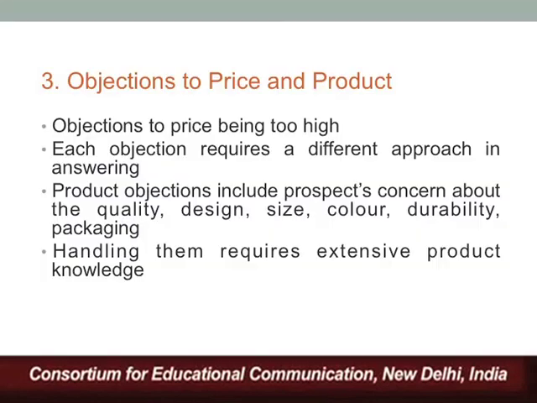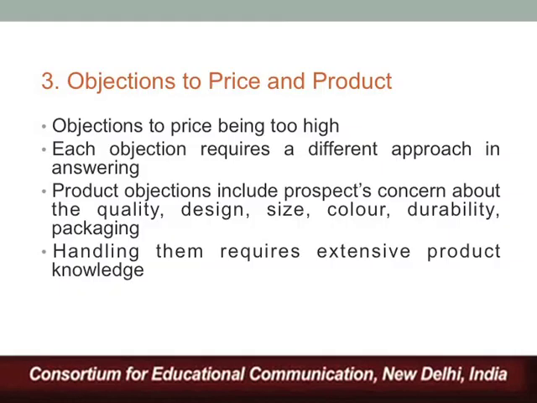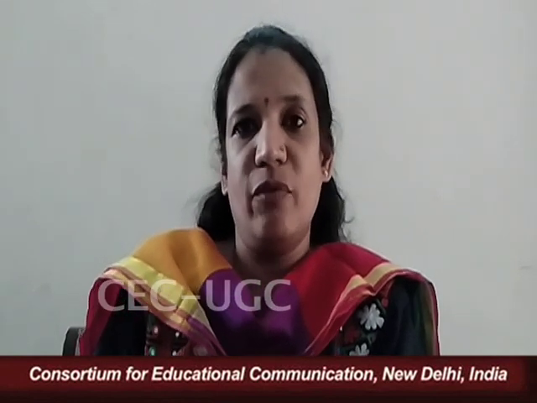The third kind of objections that we generally find relate to the price and the product. Now, again, objections related to the price can be of two categories. One where the prospect is saying that he feels he cannot pay a certain price for the product, or he feels that the product's price is too high for what is being offered to him in return. Each of these aspects has to be countered by the salesperson in a different manner.